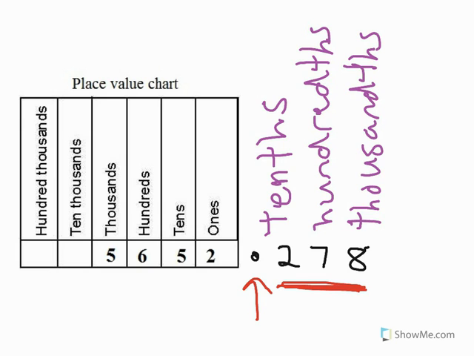So reading this number is something different as well. You need to say something for the decimal, and that's the word and. So if I was to read this entire number out loud, it would be 5,652 and 278 thousandths. So I have 278 out of 1,000 pieces that would create one whole.